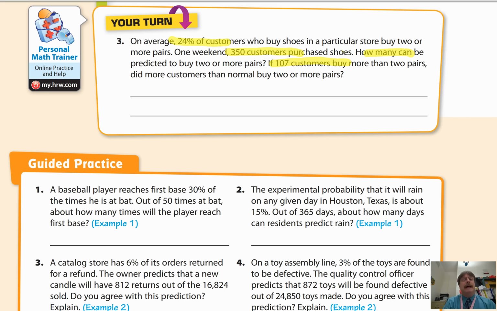So you would set that up like in method 1 or method 2 in the previous examples and go through the calculations. Here's another thing I'll point out to you. 24% is very close to 25% or 1/4 of the customers. So you could even go one step further and estimate what is 1/4 of 350 customers, and then do a comparison against the 107 customers.